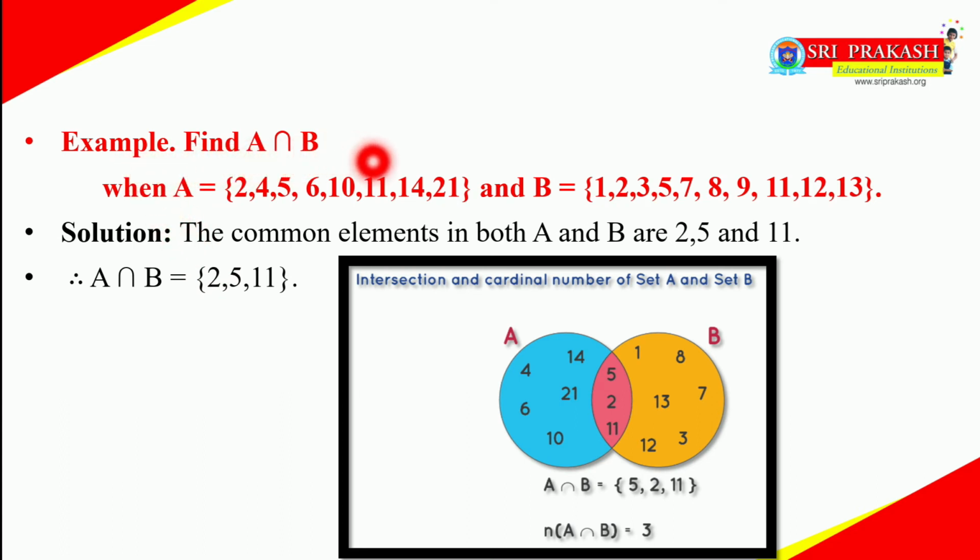Find A intersection B if A is equal to {2, 4, 5, 6, 10, 11, 14, 21} and B is equal to {1, 2, 3, 5, 7, 8, 9, 11, 12, 13}. Now you can easily find that this blue circle represents set A and this yellow circle represents set B, and this common part of A and B is highlighted in pink, in which the elements are 2, 5, 11. That means these are the common elements in both A and B. That is why A intersection B is {2, 5, 11}.